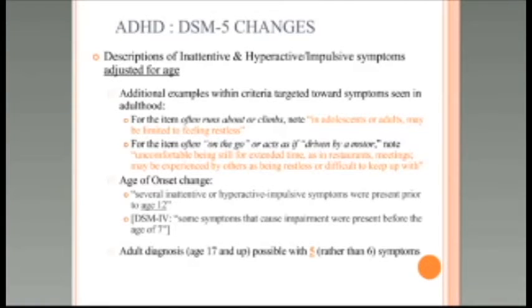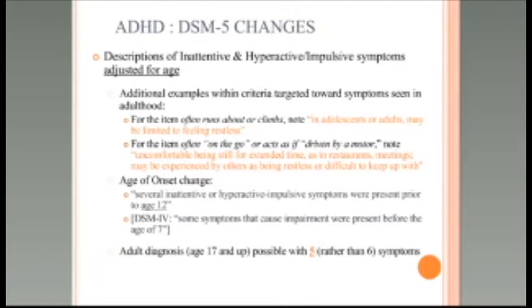Again, for the motor restlessness item, on the go, acts as if driven by a motor, DSM-5 now specifies that in adults, this might reflect them feeling uncomfortable being still for an extended time, and might be experienced by others as restlessness or being difficult to keep up with in terms of their daily functioning. So some changes in wording to make it a little bit more consistent in terms of what we see across the lifespan.